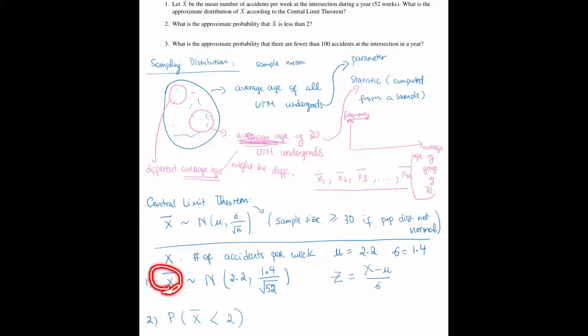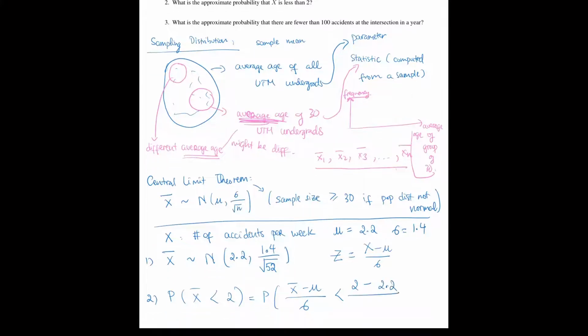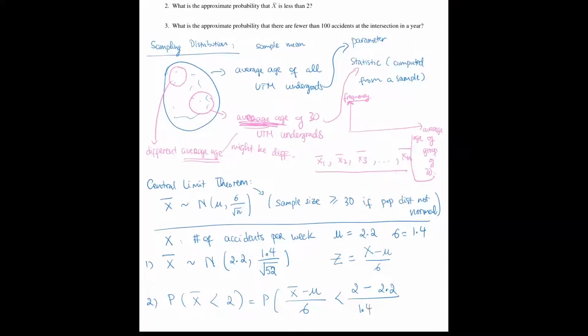X bar is the normal random variable that we are considering here, minus the mean of X bar, and this is the standard deviation of X bar. Do not divide it by this standard deviation because it is not the standard deviation of X bar. This one is the standard deviation of X. So I have to take X bar minus mean divided by standard deviation, less than 2 minus the mean of X bar, which is 2.2, and divided by the standard deviation of X bar, which is 1.4 divided by square root of 52.